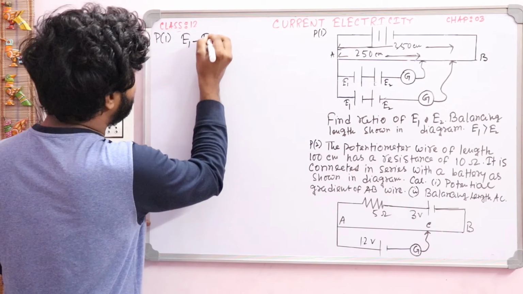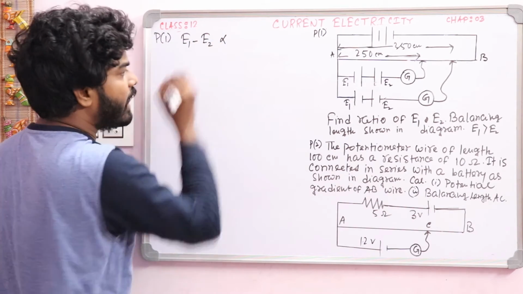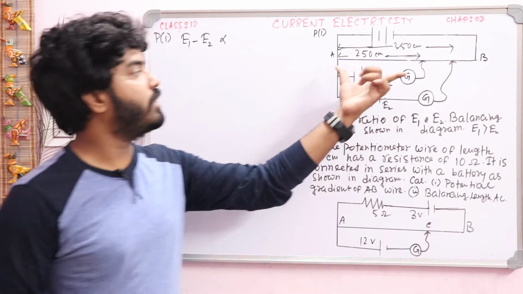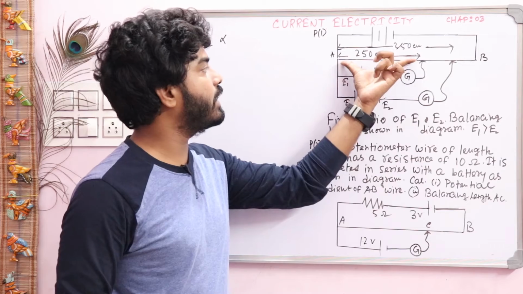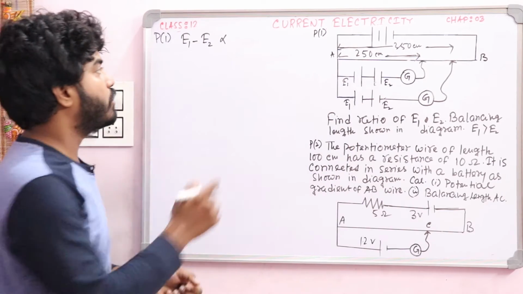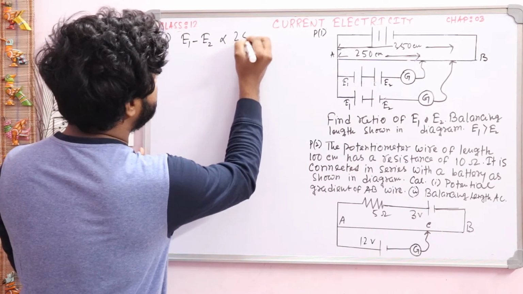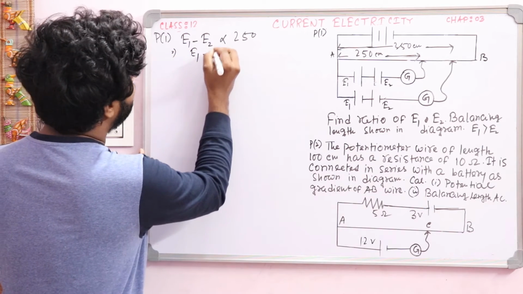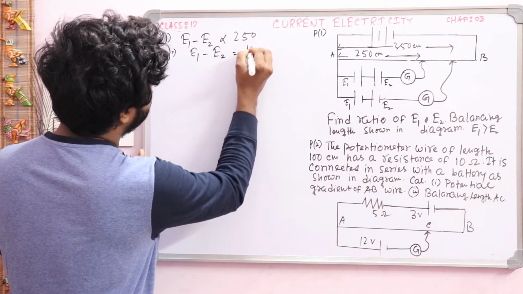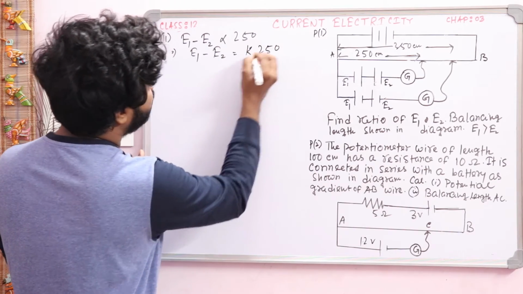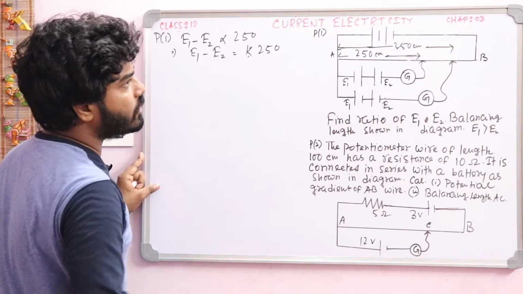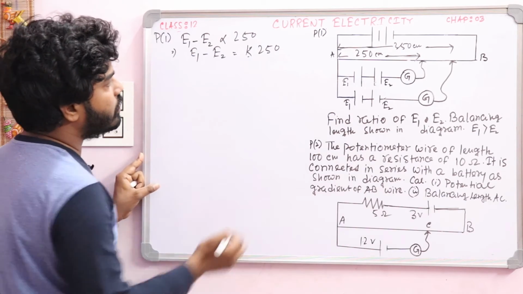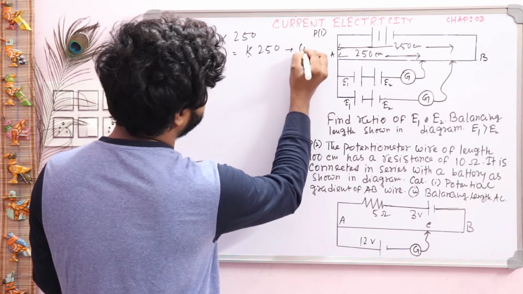So for the first case, problem 1, the effective EMF will be E1 minus E2, which according to the principle of potentiometer is directly proportional to this length, that is 250 centimeter. So this is written as E1 minus E2 is equal to K into 250. Here K is called the potential gradient, that is V by L, potential drop per unit length. So this is our equation 1, suppose.